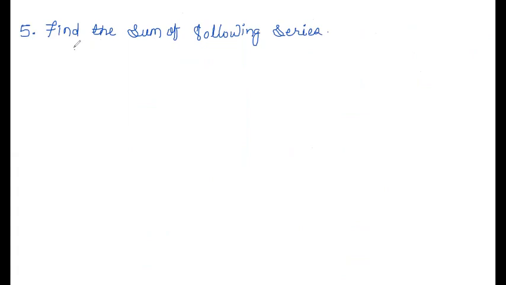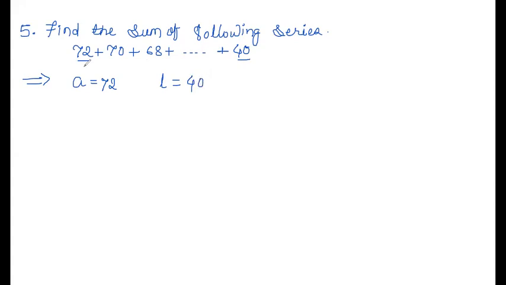Series that is 72 plus 70 plus 68 plus so on plus 40. Okay. Now in this series, first term is 72, so A is equal to 72. And the last term in this series is 40, so L is equal to 40. What is the difference between 70 and 72? It is -2.